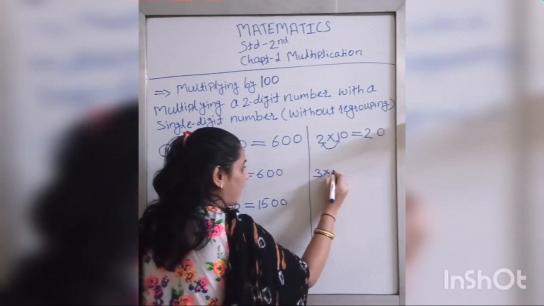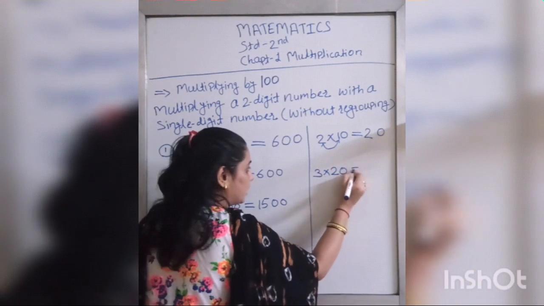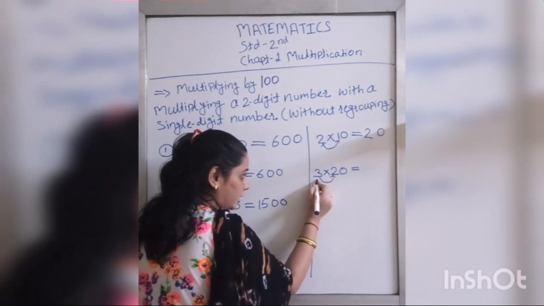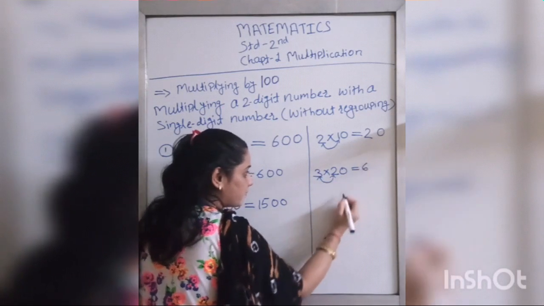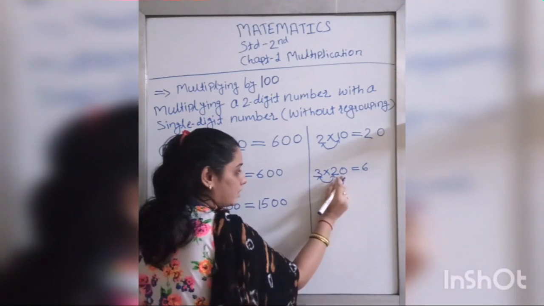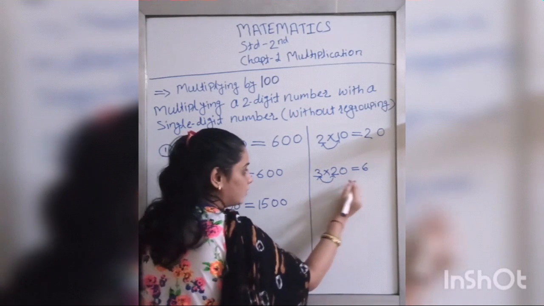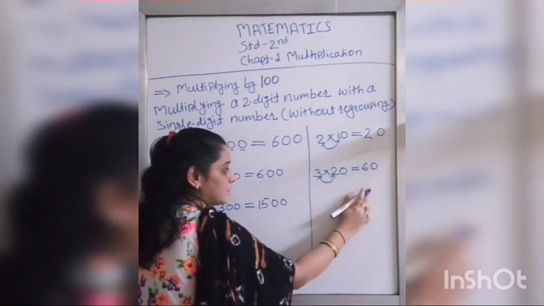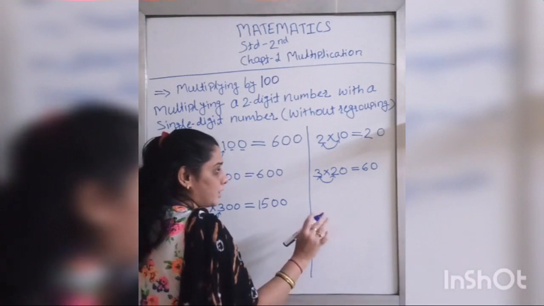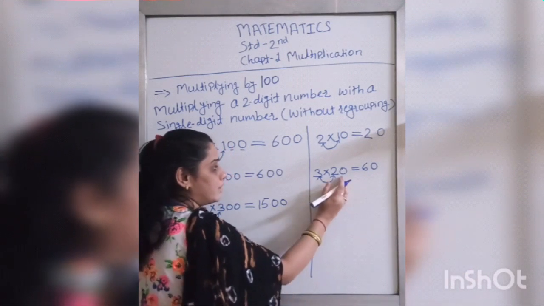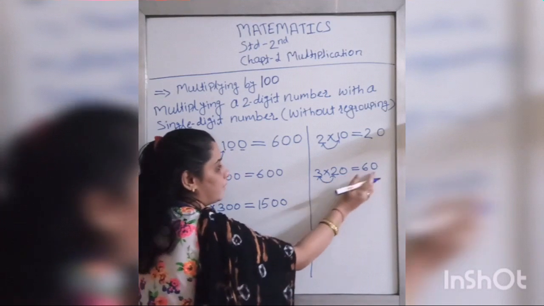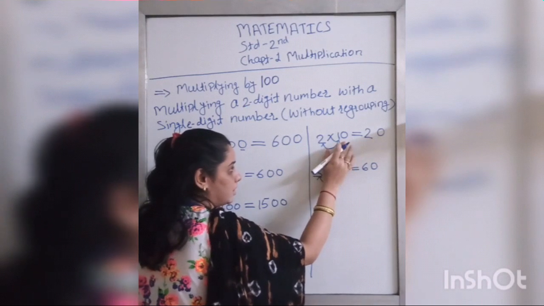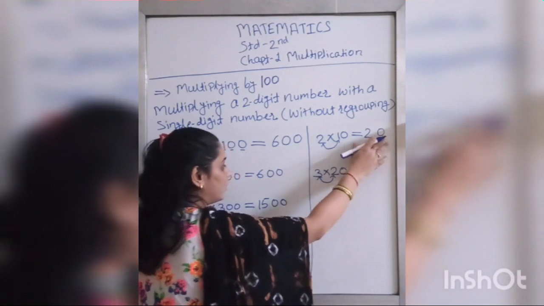3 multiply by 20. Multiply these numbers first. 3 2s are 6. And what is remaining here? 1 zero. That zero we will write as it is. Why are we writing 0 as it is? We know that whatever number we multiply with 0, the answer we get is only 0. As in 10, 1 zero is here, so we are writing only 1 zero.